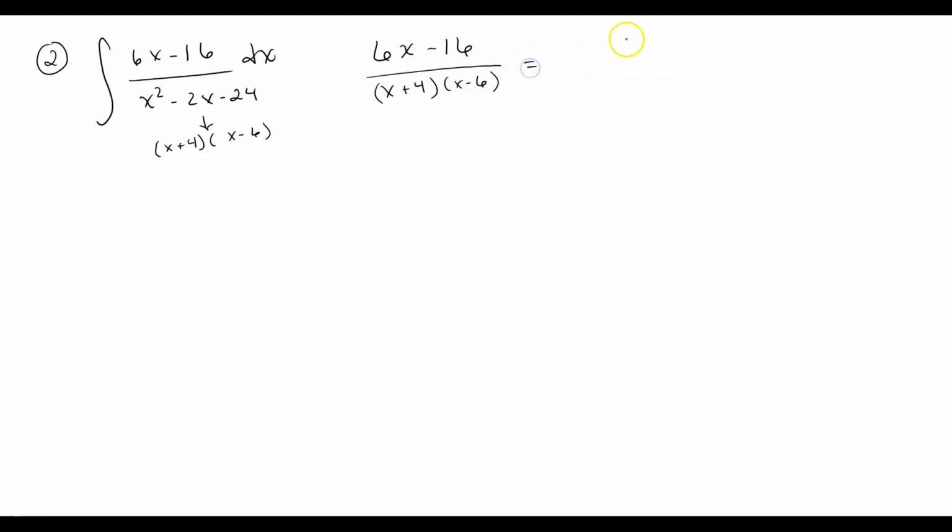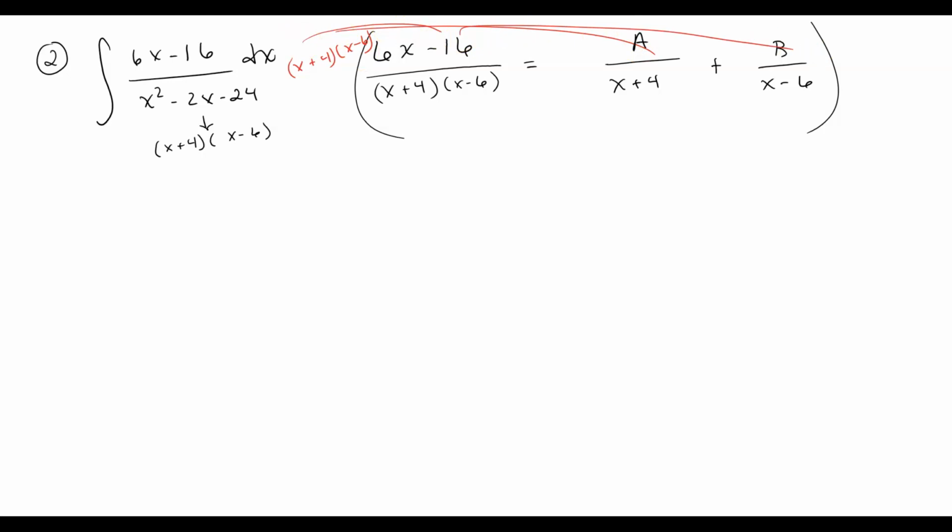All right. So then we set up two fractions, A over x plus 4 plus B over x minus 6. And we're going to multiply all of this by that x plus 4 and x minus 6 business and distribute it all the way across so we can see what we can eliminate. In the first fraction, I eliminate the denominator completely. I end up with 6x minus 16 equals A times x minus 6, since the x plus 4 eliminates, plus B times x plus 4, since the x minus 6 eliminates.